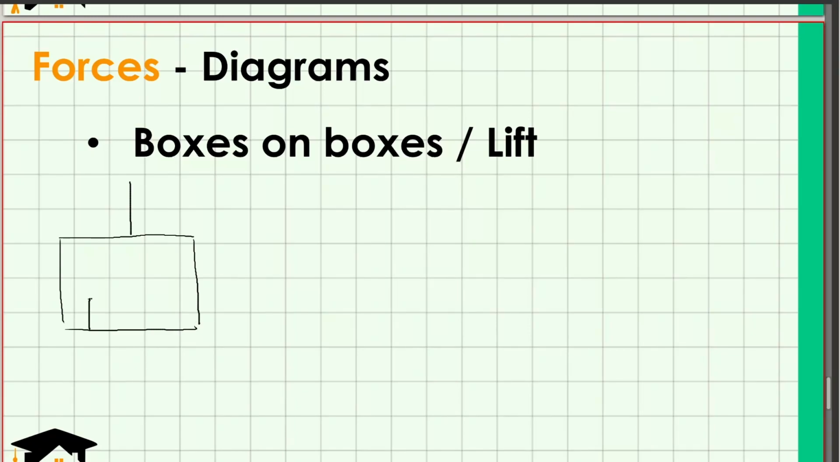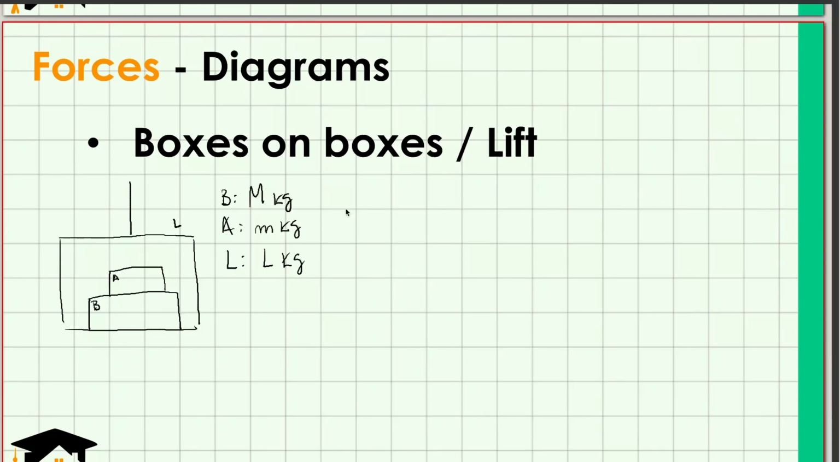there is a big box B, and then a smaller box A. Let's say that B has mass big M kilograms, A has mass small m kilograms, and then we have the lift that has L kilograms of mass. Well, we're gonna have to draw a diagram for each of these objects. So let's start with A.